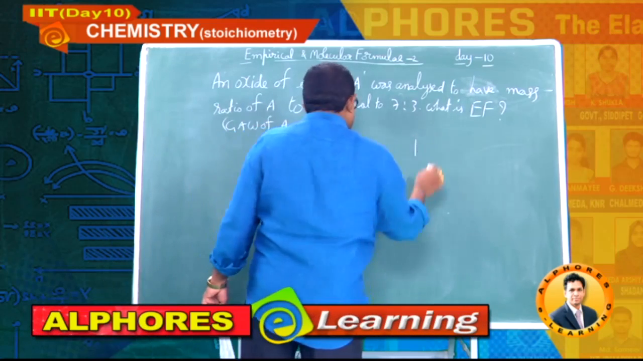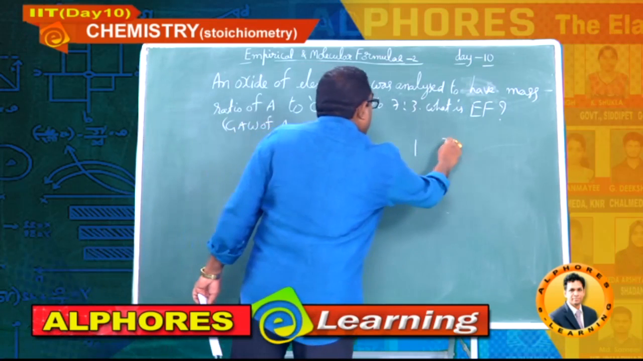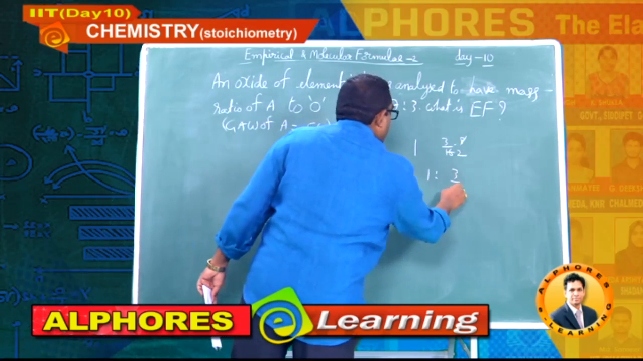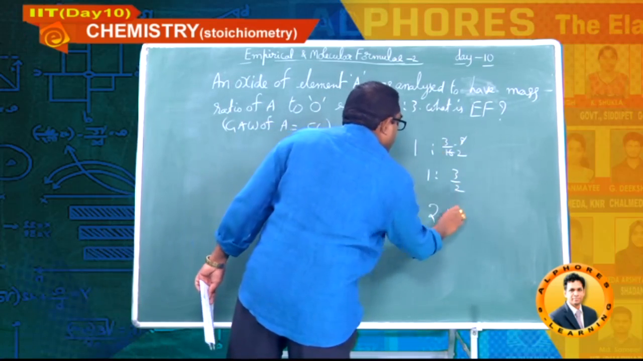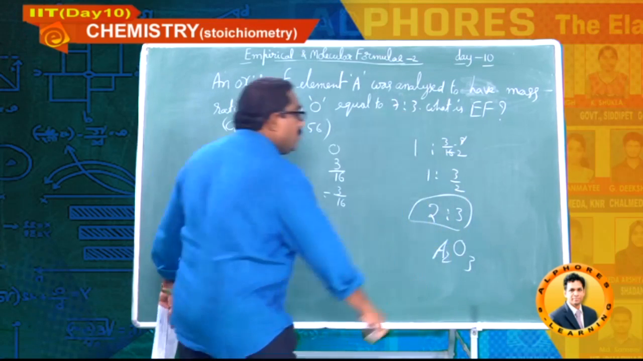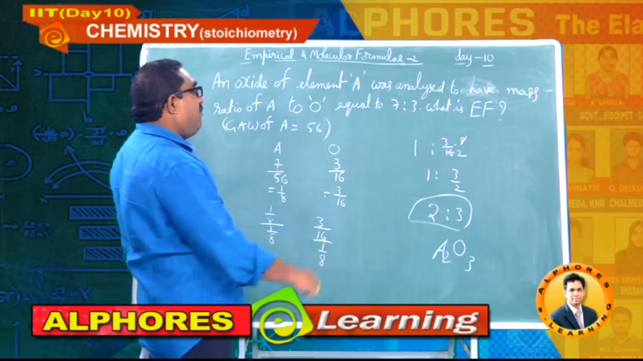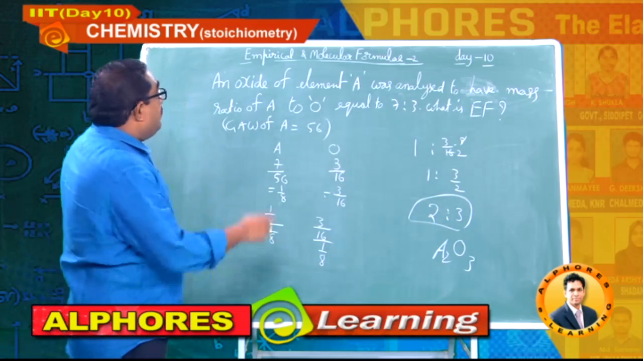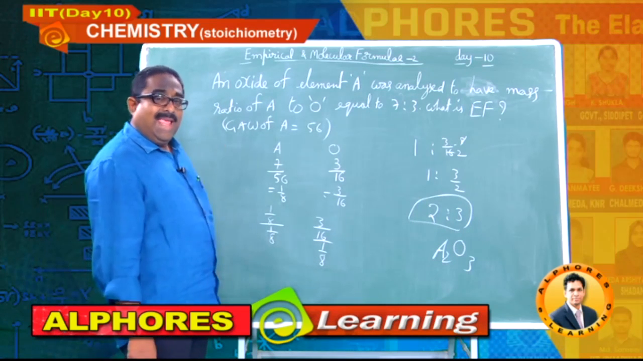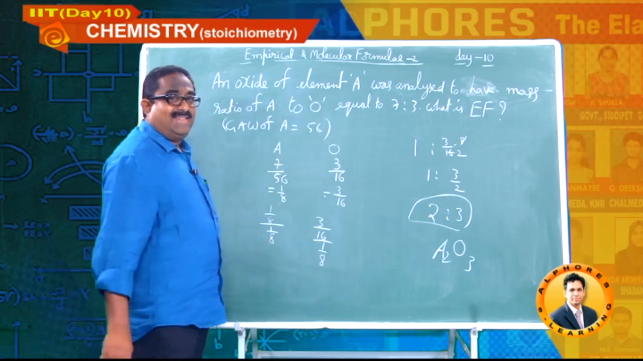Here 1 you will get for this, and this will go like this: 3 by 16 into 8, that is 3 by 2. 1 is to 3 by 2, so that is 2 is to 3. The formula is A2O3. That is the empirical formula of the oxide formed from element A and oxygen. Please note down this, students.